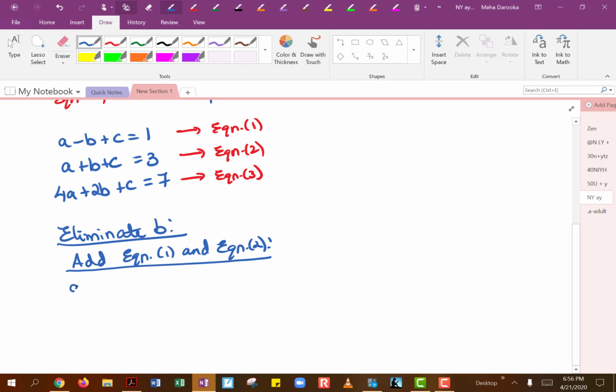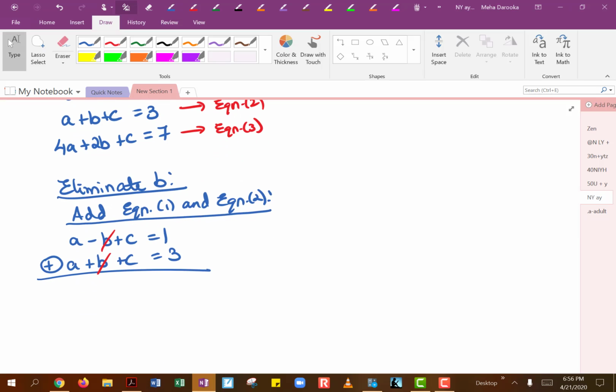So let's see, that will give us minus b plus c equals 1, a plus b plus c equals 3. And when we add these, of course, your negative b and positive b will cancel out, leaving us behind with 2a plus 2c equals 4. And this will be equation 4 for us. Then we need to see what we can do with equation 3 over here.